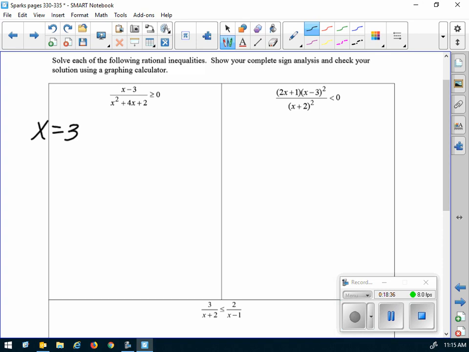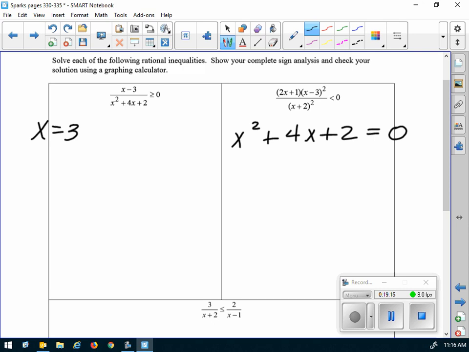What x values make my denominator equal to 0? What x values make that 0? Well, it won't factor. You got two choices. Skip it is not one of the choices. What are your two choices? Complete the square or quadratic formula.